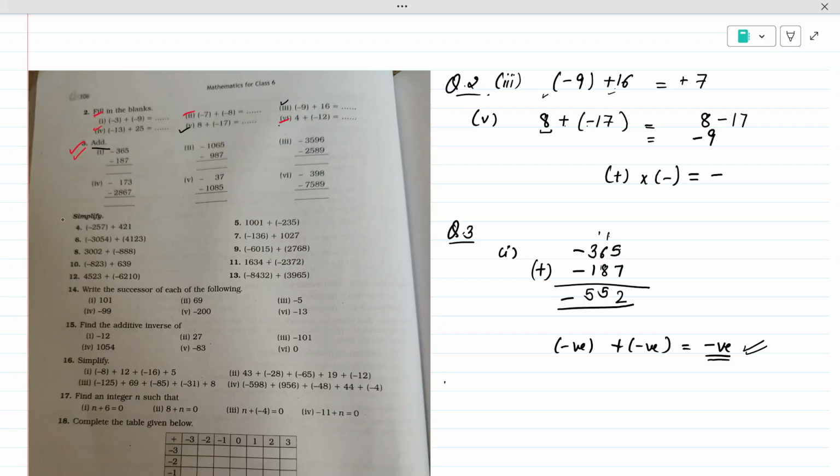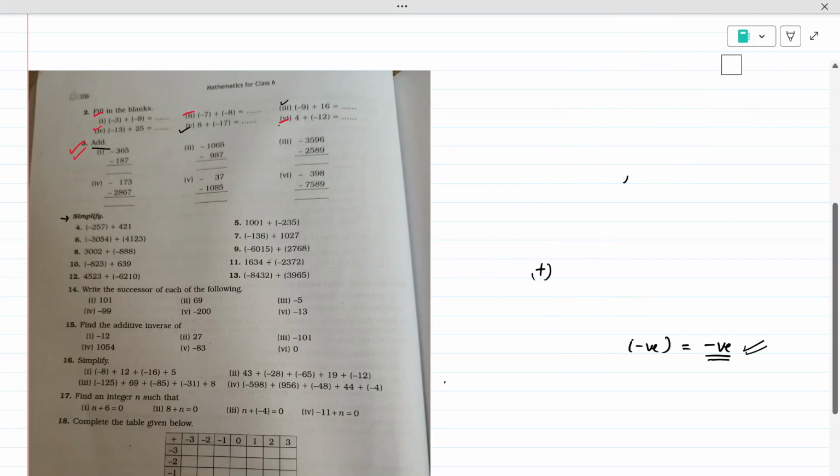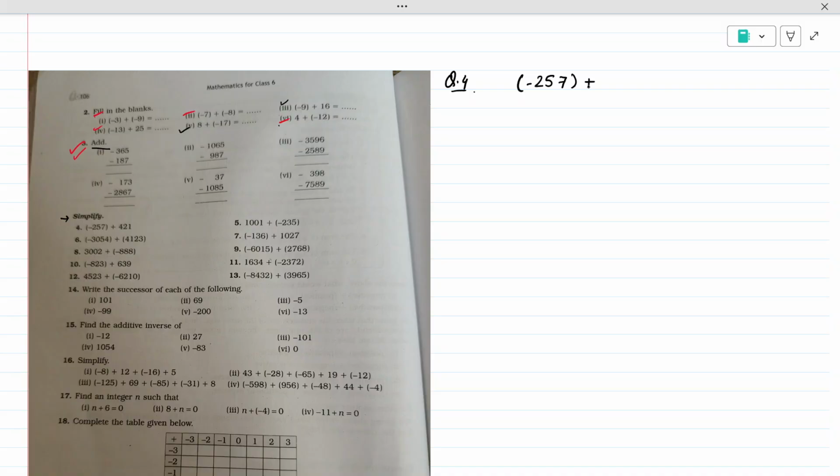Now, we have to simplify. Simplify means it can be addition, subtraction, and it can also involve the multiplication of the operators, the positive and the negative sign, the plus and the minus sign. So let us do this. Let me erase this. Let us pick the very first question, number 4, in simplification. So what we have here is -257. So to this -257, we are adding 421. Okay. Using the number line, we can say we are moving to the right starting from this number.